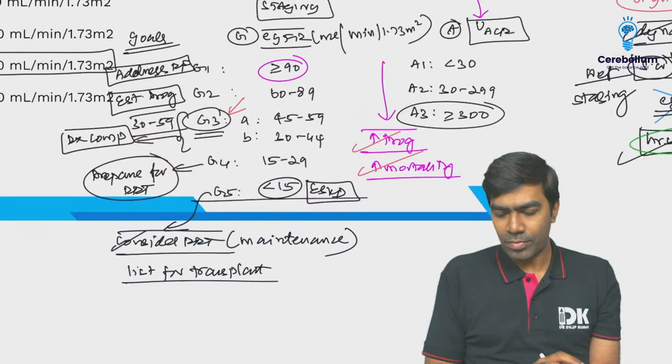WBC is 4,500. That's okay. WBC is fine. MCV is 92, which means she's having a normocytic anemia. Sodium is 138. Potassium is 4.9 millimoles per liter. Urea is 102 milligrams per deciliter. Urea is high. Creatinine is 3.1. So she's having AKI also. Clotting studies are normal. What is the most appropriate treatment?